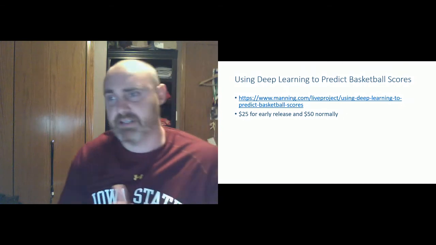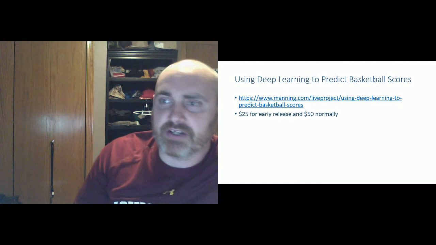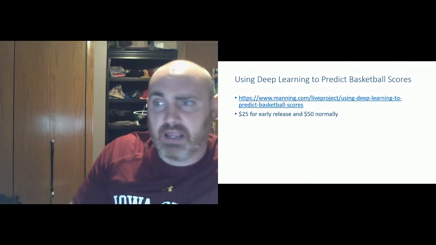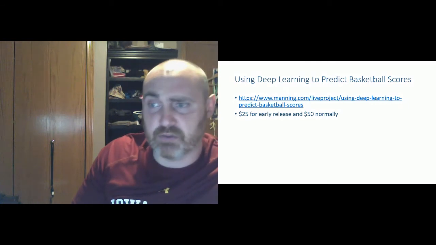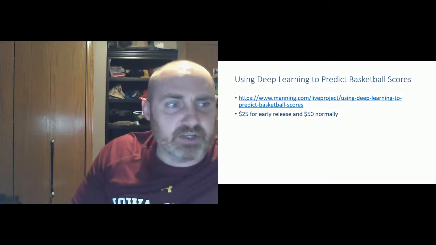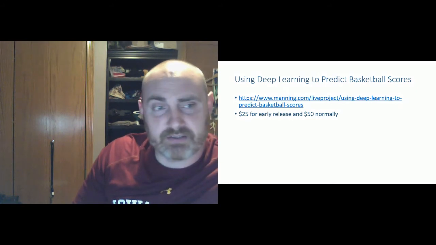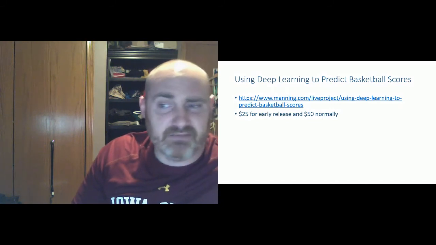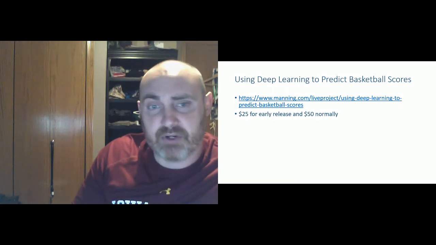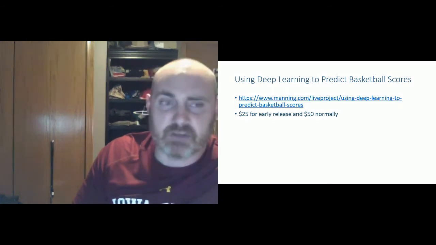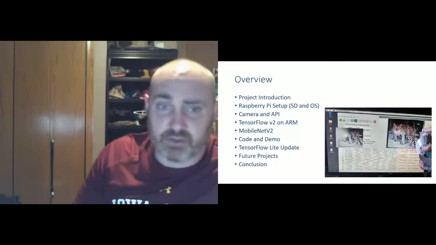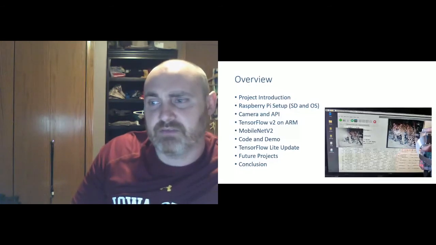Now, for this presentation, I'm going to start with an introduction, and then I'll show you the hardware that I used. Then I'll talk about the camera and the API that Raspberry Pi put out that makes it super easy. I'll talk a little bit about putting TensorFlow version 2 on an ARM processor. It's not supported fully, but there are ways around it. I am using MobileNet v2, which is part of the TensorFlow library. It's pre-trained, so I don't have to go through all the training. I will then walk through my code and deployment and do a short demo. I will then do a TensorFlow Lite update.